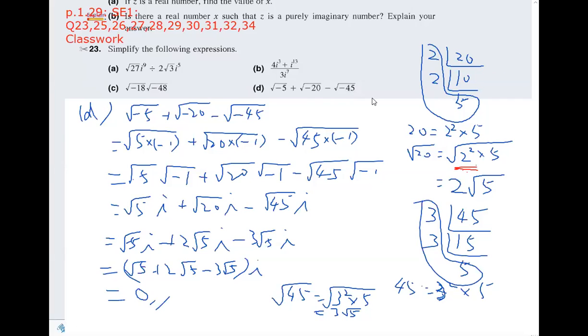Can I clear the board? Anyone is not ready for the board? So I'm going to clear the board.